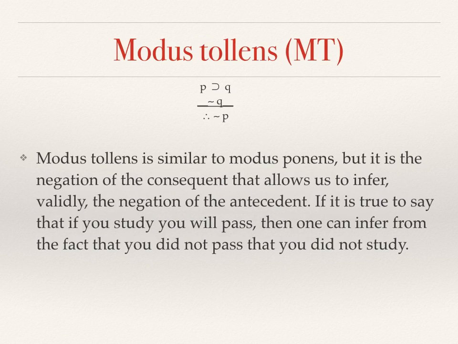Modus tollens is similar to modus ponens, but it is the negation of the consequent. Remember, the consequent is what follows the horseshoe. It's the second term of a conditional statement. But it is the negation of the consequent that allows us to infer validly the negation of the antecedent. If it is true to say that if you study, you will pass, then one can infer from the fact that you did not pass that you did not study. So that is a valid argument form.